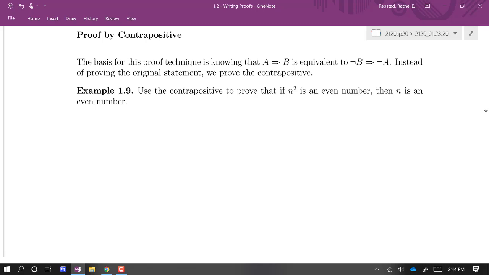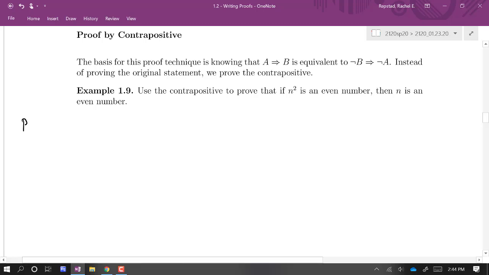A lot of the time you can't reverse the implication. It's not always true, like all chickens are birds, but not all birds are chickens. In this case, when we reverse the implication, it is true, and we're going to use the contrapositive to help us with this. If I'm going to prove something by contrapositive, the first thing I'm going to do is actually write down what the contrapositive statement is.